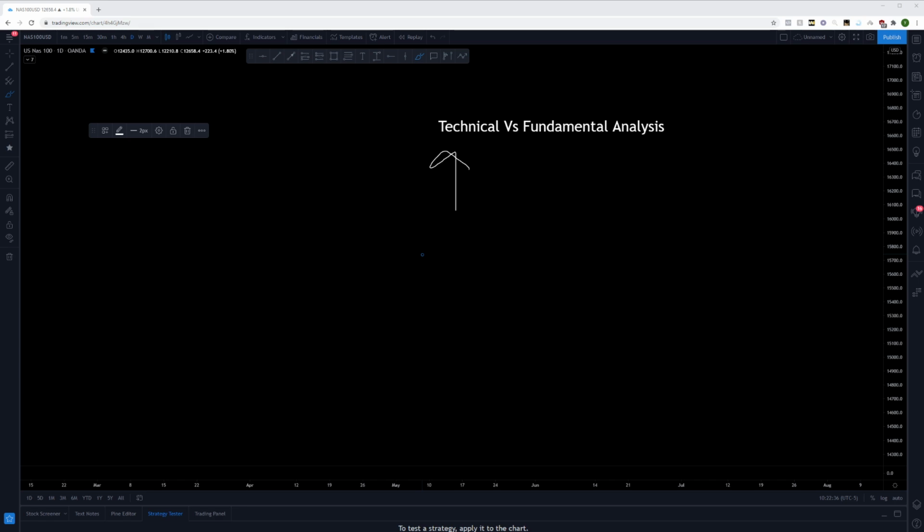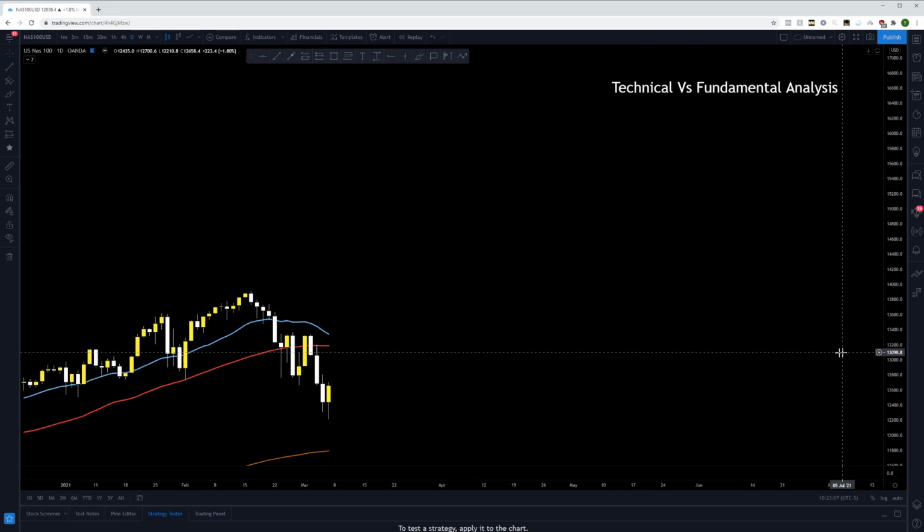So you have to find confluences to back up your idea of whether you're gonna go long or short, and based off what you're looking at, that's what's gonna determine where the market is heading, or what you would be looking at to enter the market. Let me delete this and let me show you guys how technical would be.